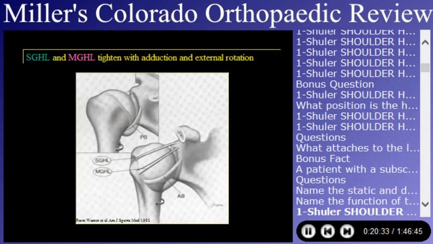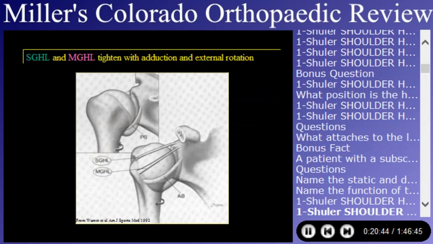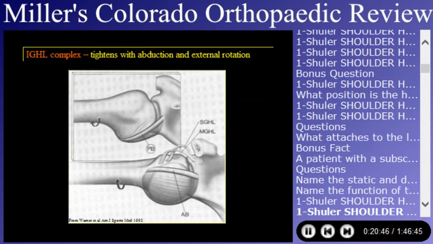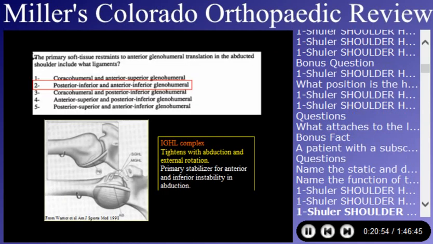And we'll go over some of the diagrams here to help you visualize what these are actually doing. Superior and middle glenohumeral ligaments tighten with adduction, external rotation. Inferior glenohumeral ligament complex tightens with abduction, external rotation. Arm in this position. Primary soft tissue restraints to anterior glenohumeral translation in the abducted shoulder include what ligaments? And don't forget the inferior glenohumeral ligament complex is comprised of two things, both a posterior inferior and anterior inferior ligament complex. It's like a hammock for your shoulder.